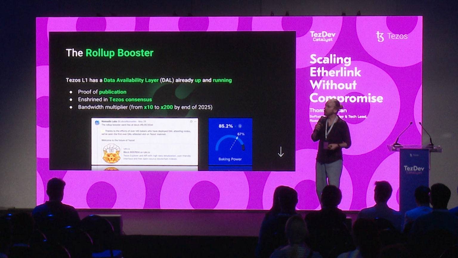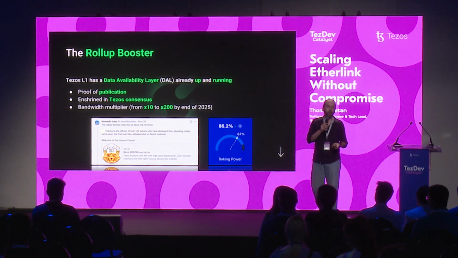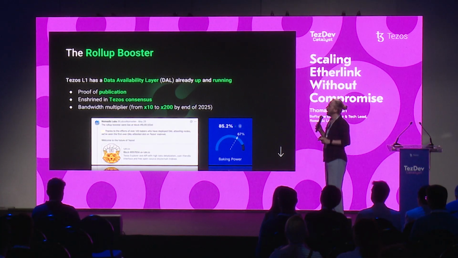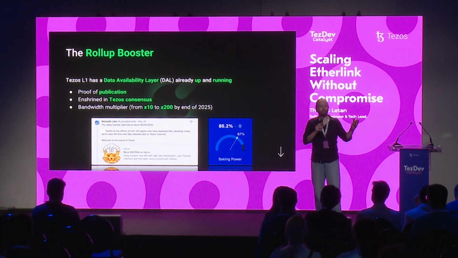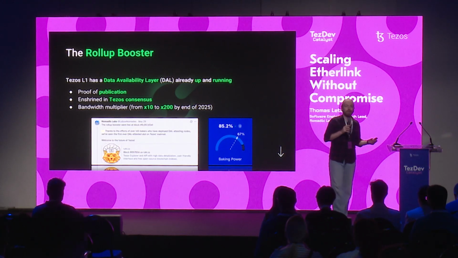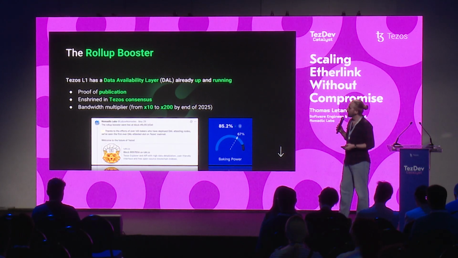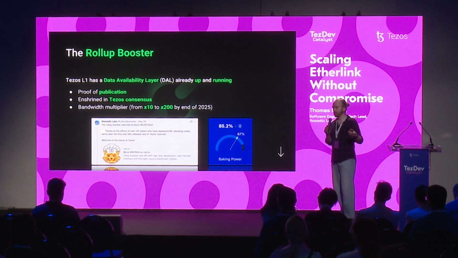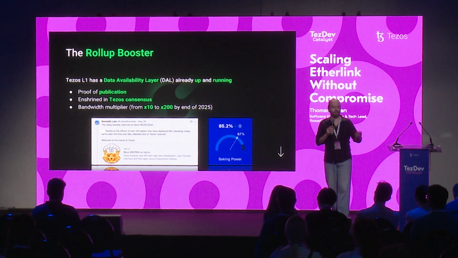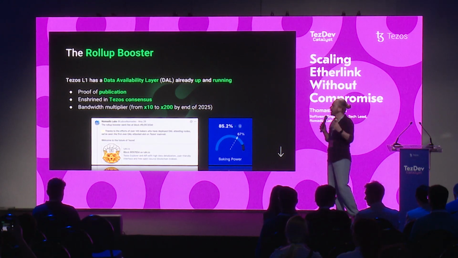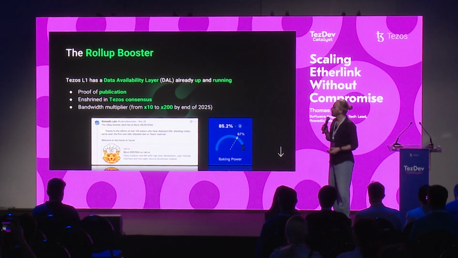And the result of this work is what we call the data availability layer, the DAL of the Tezos layer 1, which is already up and running on the mainnet. And it's what we call the rollup booster, because the goal of the DAL ultimately is to increase the bandwidth of the data that you can provide. So in a nutshell, the DAL is a proof of publication system. You send some data to a peer-to-peer network, you get an attestation that it's been published. This peer-to-peer network is open, permissionless, and so you get the decentralization that you want to have.